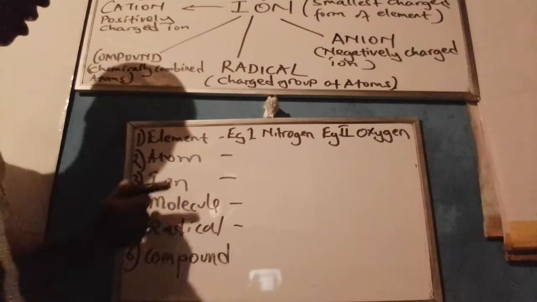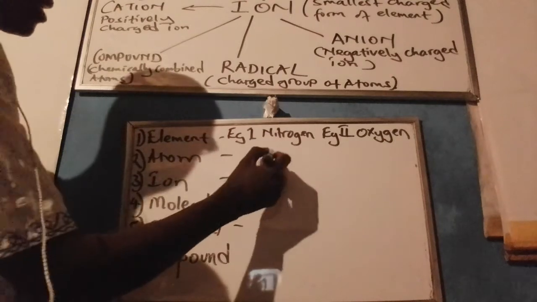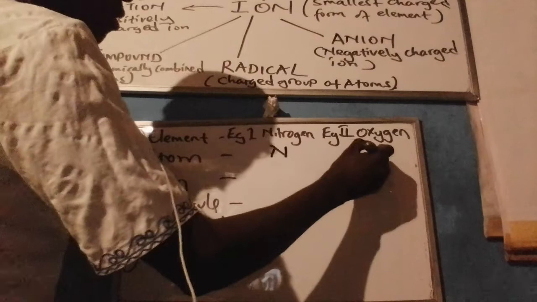And if you look at it keenly, first and foremost, we have an element, with an example of nitrogen and oxygen. As an atom, we said that an atom is the smallest uncharged form of an element, which has a chemical symbol that is identical to the particular element. In this case, the atom nitrogen is represented as N with the chemical symbol, and oxygen as O. Now, these are atoms which are the smallest uncharged forms of an element.